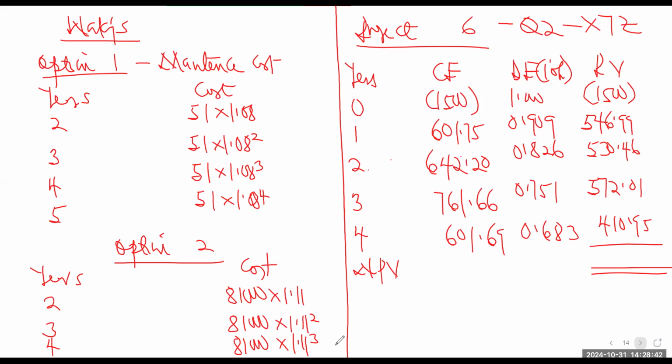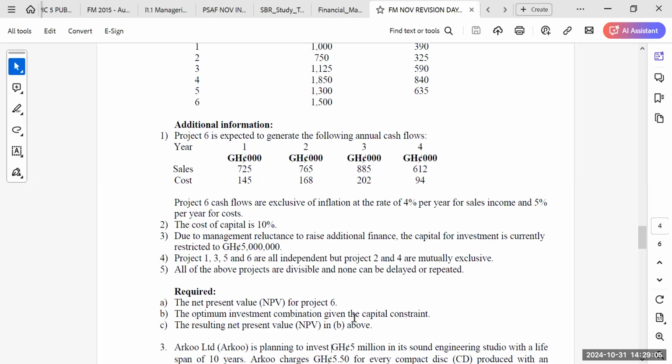560.41. Okay. So they are saying that we should now rank the... what are they asking us to do? We have done the present value, the optimal investment combination given the capital constraint. They are saying that all the projects are divisible, isn't it?